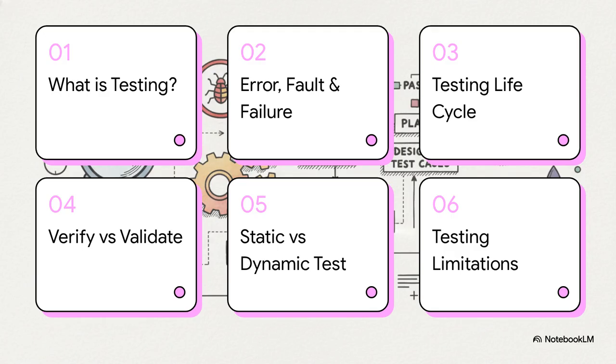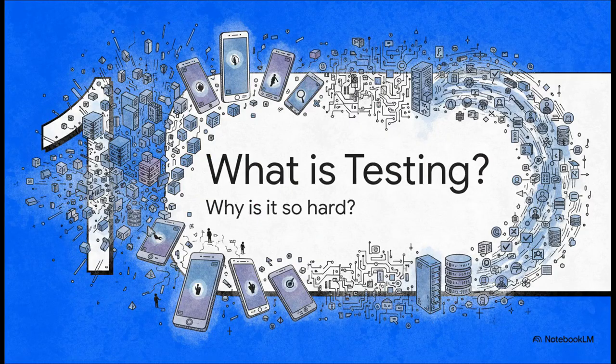First, software testing क्या है? Second, error, fault, and failure. Third, the testing lifecycle. Fourth, verification versus validation. Fifth, static and dynamic testing. And finally, the limitations of software testing. Let's begin. Section 1. Software testing क्या है? What exactly is it and why is it so hard?